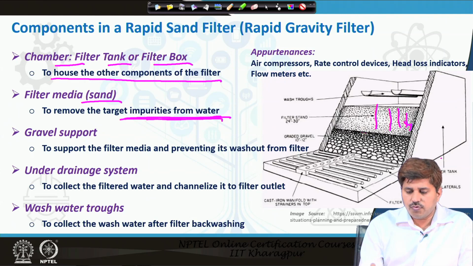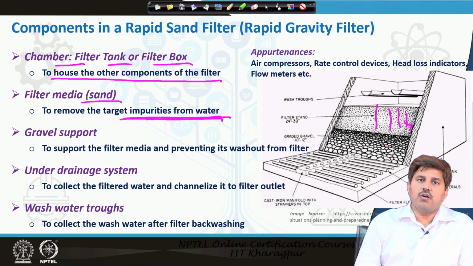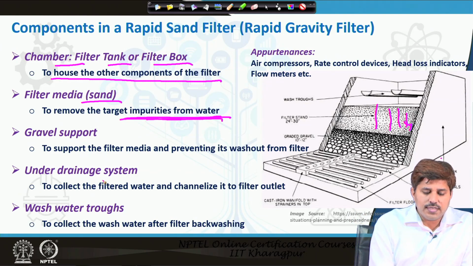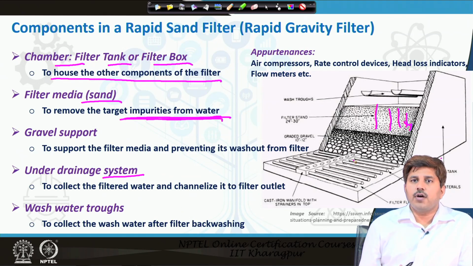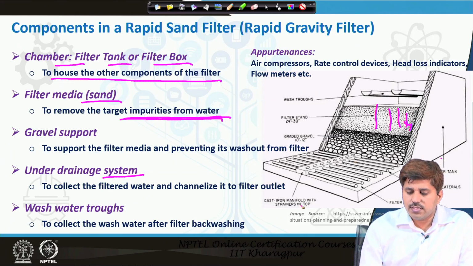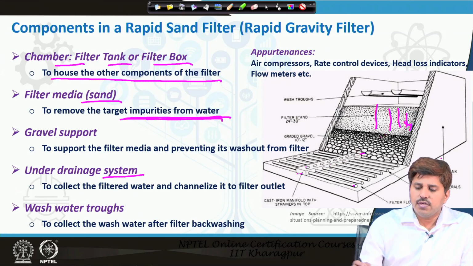The sand is supported by the gravel layer, and it also prevents the washout of the sands along with the flow. Then we have to have an under drainage system. Although there are a few options available, the most common is this: there would be a central manifold, and then perforated laterals attached to this manifold. These are laterals which are perforated, and this is the manifold. Water enters through the perforations, and then treated water is collected through the central manifold.